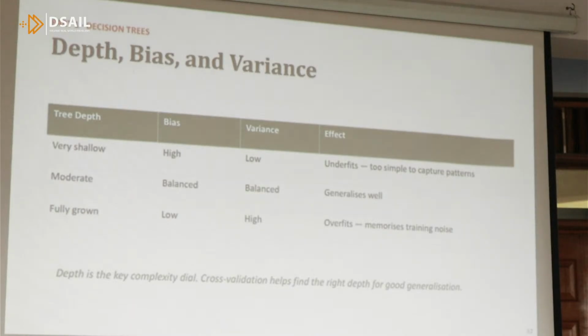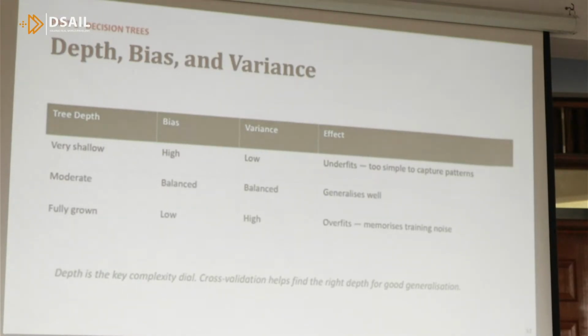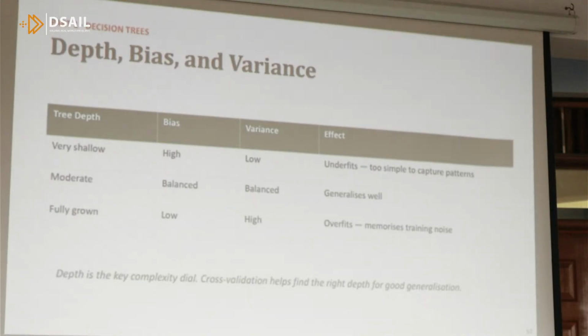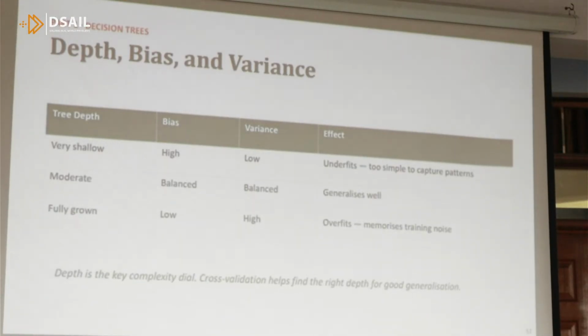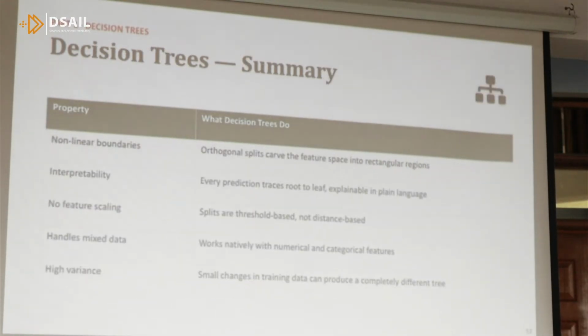And here's the correlation between depth, bias, and variance. So if the tree is very shallow, the bias will be high. It will not be able to capture the general dynamics of the data distribution, and the variance will be low. It underfits. So you must balance the depth for you to get a balanced bias and variance. A fully grown tree will have very low bias and very high variance. It will overfit. So depth is a very key knob or key hyperparameter in the definition of a decision tree.